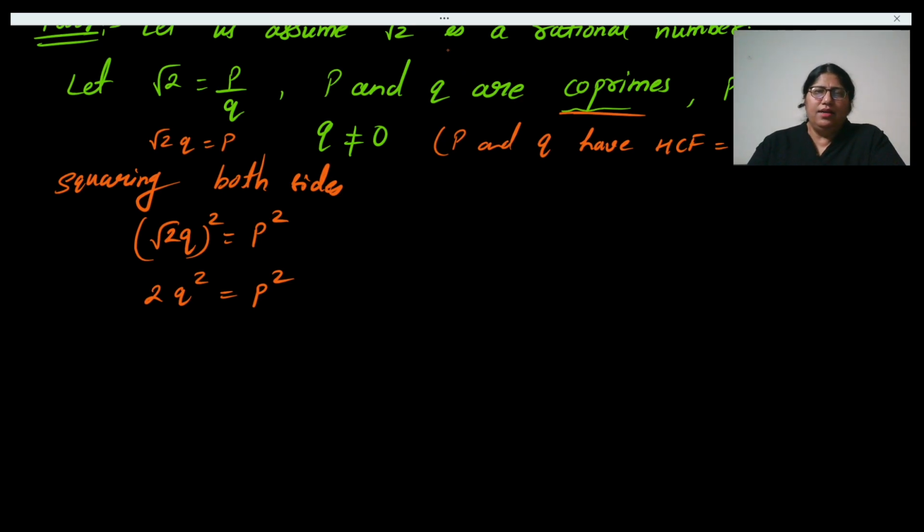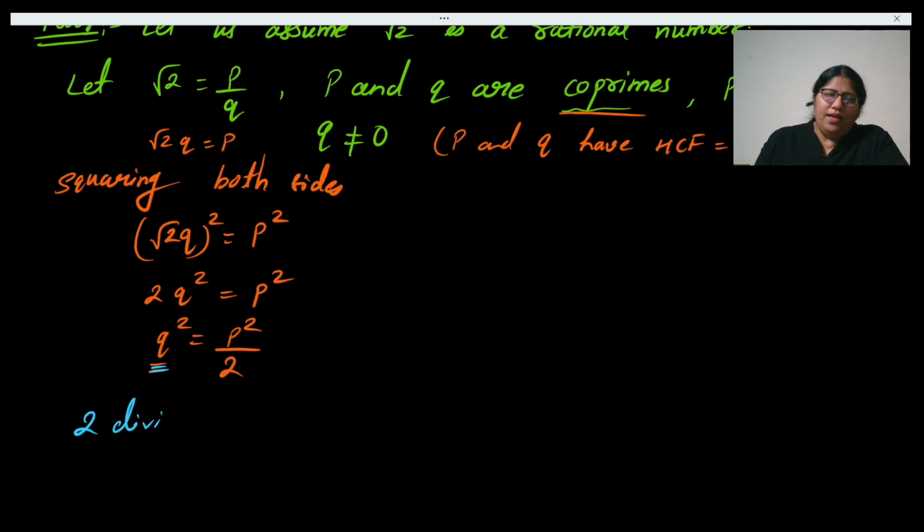Now you see that here q is in the square form. So what can I write down? Can I transpose 2 to the right side here? If I transpose, q squared is p squared by 2. Now this is a perfect square. That means 2 divides this exactly. When you are dividing you are getting q squared, which is a perfect square, no decimal, it will divide exactly. So what you will write down here: 2 divides p squared, therefore 2 divides p.